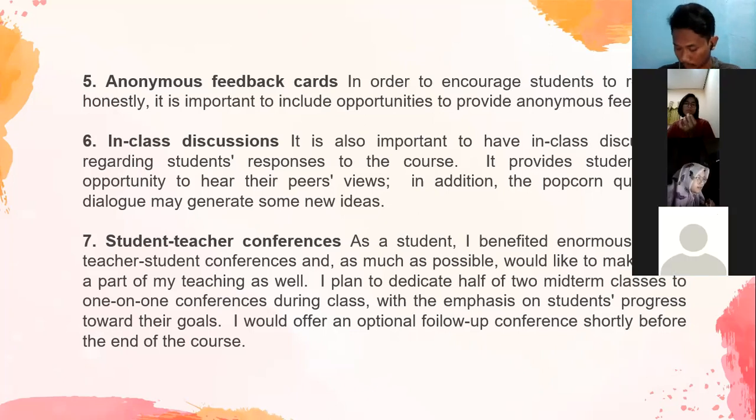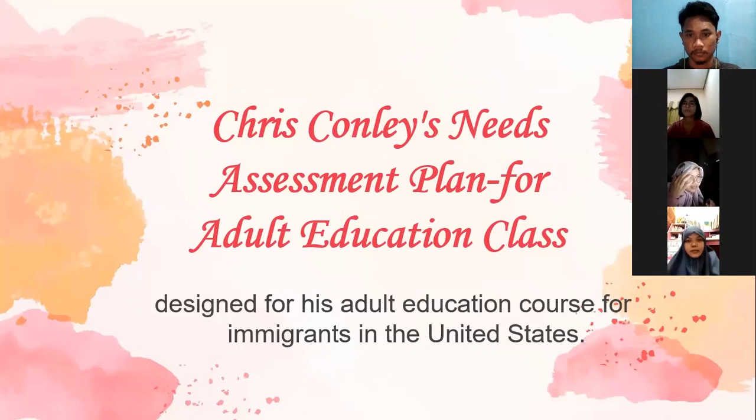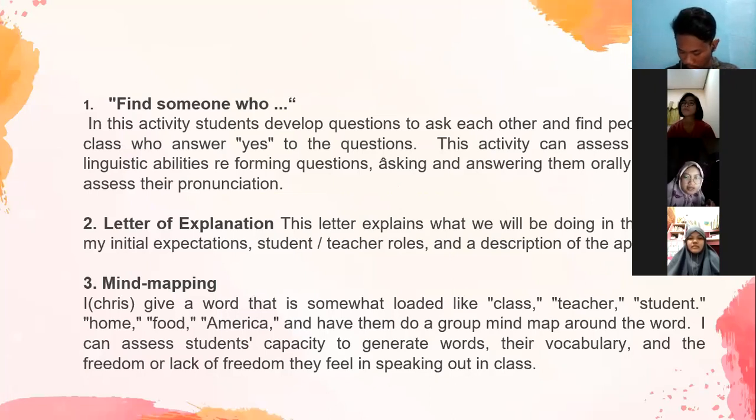The next and last material is Chris Conley's needs assessment plan for adult education class. It's designed for his adult education course for immigrants in the United States. The first one is find someone who. In this activity, students develop questions to ask each other and find people in the class who answer yes to the questions. These activities can assess students' linguistic abilities, forming questions, asking and answering them orally, and also assess their pronunciation.